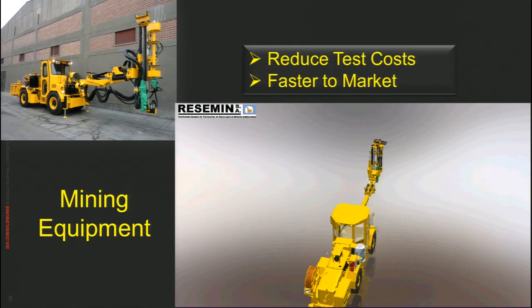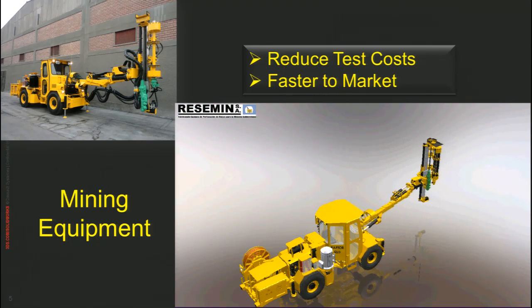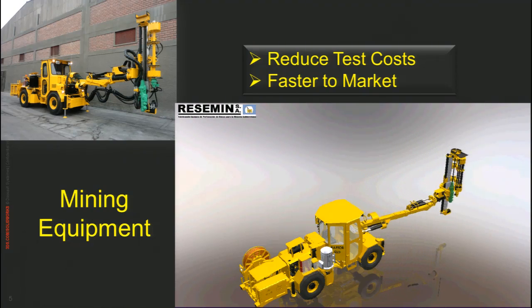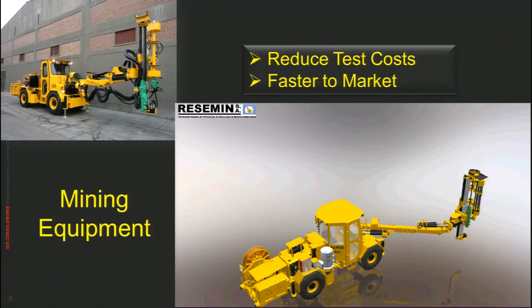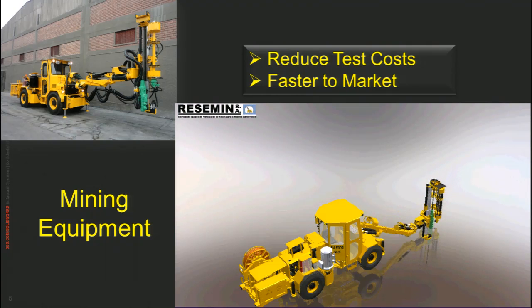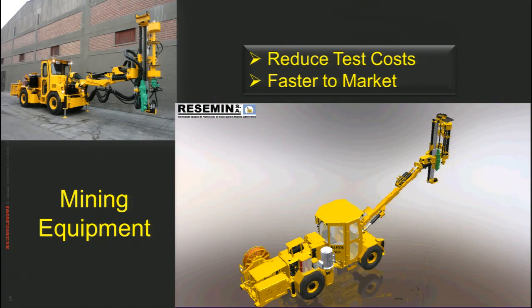Reduced test costs is the first one. They do many tests, so they have to simulate in order to reduce the number of them, and get faster to market. The mining industry is a very competitive industry, so they have to be faster.